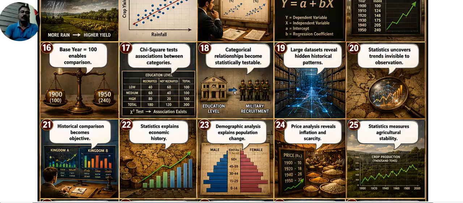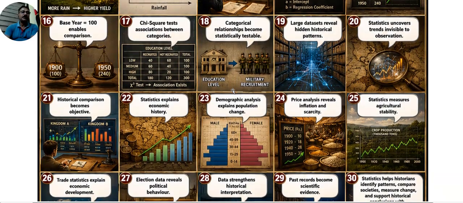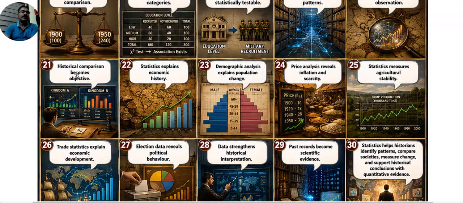We will come to all these points later on. For this moment, just have a look at this diagram. Historical comparison becomes objective: kingdom A, kingdom B. So many kinds of tools we have discussed so far. This is known as a bar diagram. This is known as trend analysis. We can make a comparison between two kingdoms or two countries or two empires. In this way, historical research can be done by applying statistical tools.